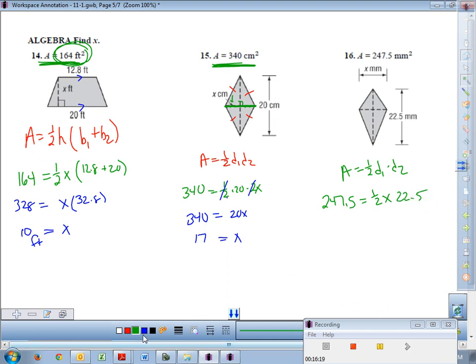And now I will get rid of this 1/2 by multiplying by 2, because this isn't a nice, neat, even number, so I can't take half of it very easily. I'll just multiply both sides by 2, and that turns out to be 495 equals 22.5x. And then divide by 22.5, and x equals 22. Label is millimeters. Label back here was centimeters.